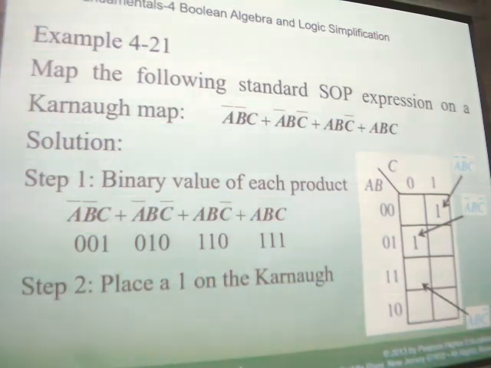The third cell is 110, on this right side. Yes, it is 1. And the last term, 101, is this cell. The other cells are 0. We can write 0 in them, or we don't need to write it.